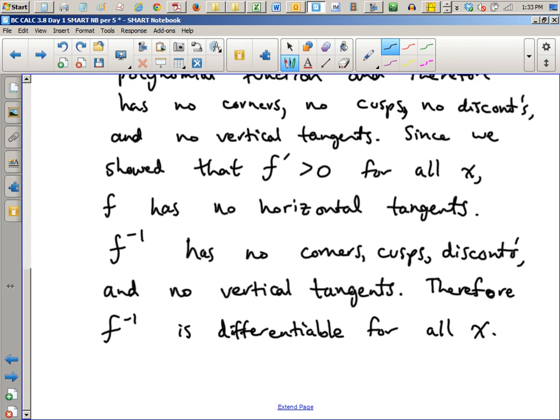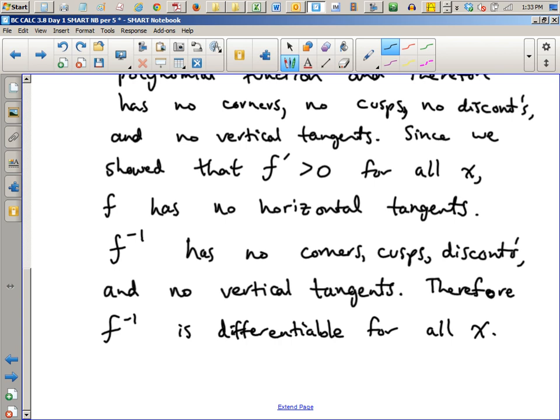I know that's a long paragraph, and you could have simplified some of it. For example, this sentence up above about a polynomial function has no corners, cusps, discontinuities, no vertical tangents. You could have just stated that as a polynomial function is differentiable for all x. Okay, so you could simplify that. But I'm trying to teach you what this all means. So when you read through this again later, you'll be like, oh, I see. Or maybe you'll be like, what? In which case, you just ask me again, or watch the video again. All right.